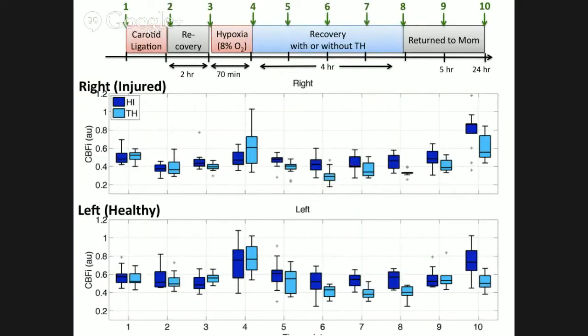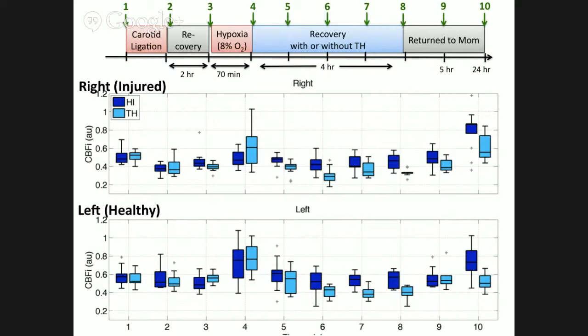Okay, so this is blood flow index for our 2 groups, the hypoxic ischemic and the therapeutic hypothermia, at the 10 time points we measured: before baseline, after ligation, before hypoxia, after hypoxia, and then 1, 2, 3, 4, 5, and 24 hours post-hypoxia.